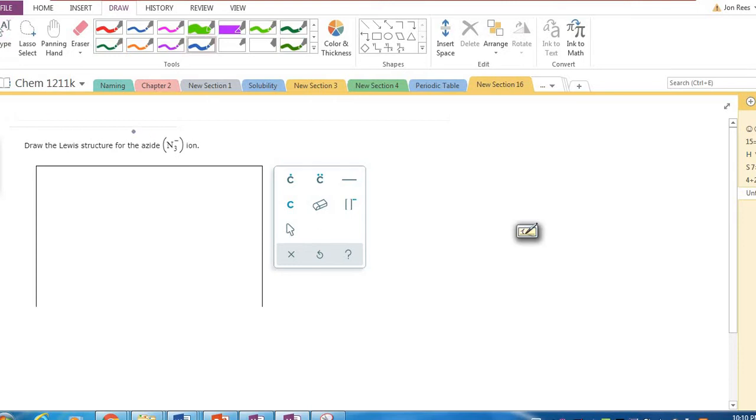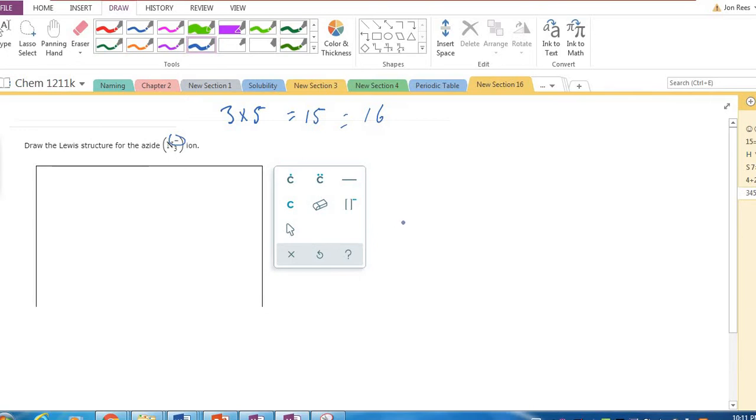So the azide ion, let's count out the number of valence electrons. I have 3 nitrogens. Each of those has 5 valence electrons, and it's going to equal 15 valence electrons I have to take care of. And then we have that 1 negative charge right there, so that will equal 16 valence electrons.